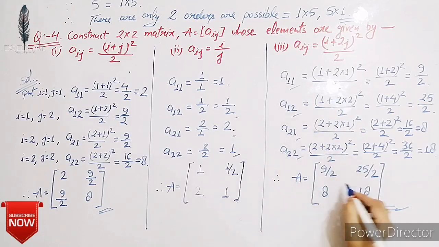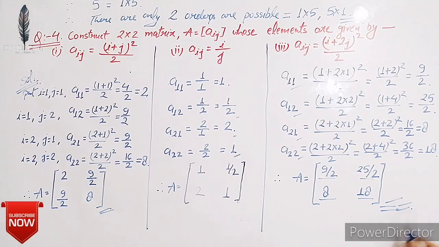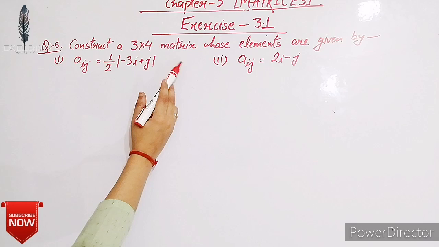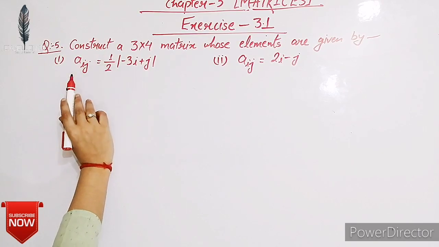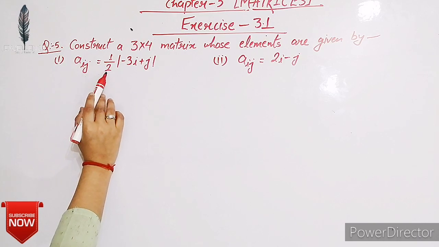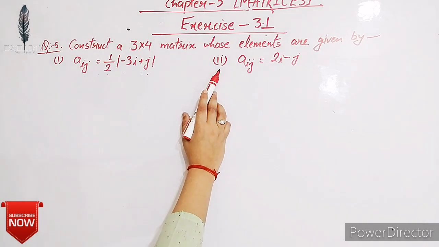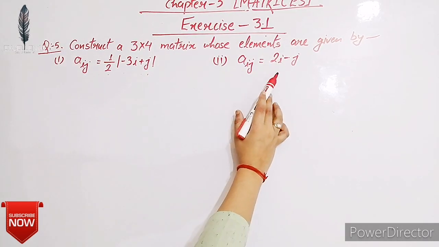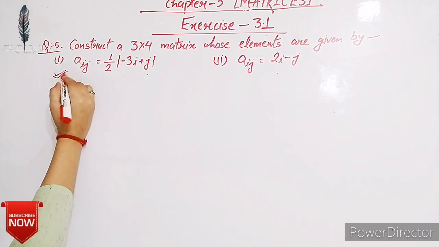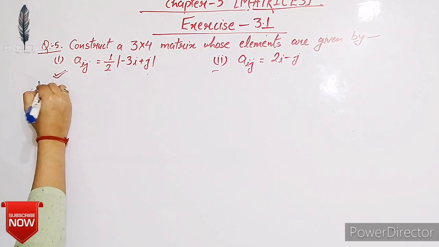A11, A12, A21, A22, first, second, third, fourth, 4 elements are completed. Okay, let's see the next question. Construct a 3 into 4 matrix whose elements are given by. Same question है, यहाँ 3 into 4 matrix आपको form करना है, where Aij is equals to mod minus 3i plus j, and in second part Aij is equals to 2i minus j. Okay, let's do the first part and second same ही है, तो इसे आप भी कर सकते हैं.